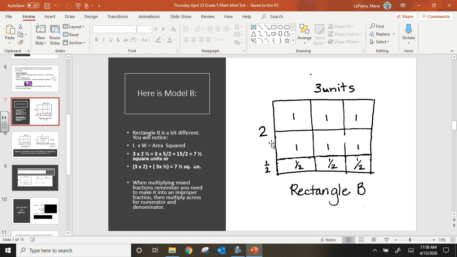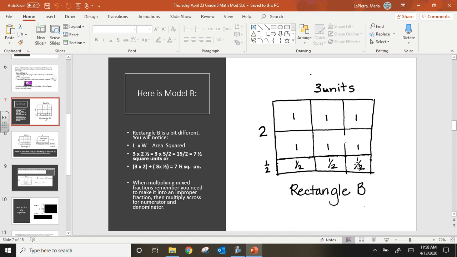Okay, so 2 times 3 we're going to do first. So 2 times 3 is 6. Look at my picture. 1, 2, 3, 4, 5, 6. That gives me 2 times 3. Now I'm going to multiply a half times 3. A half 3 times. That's what the picture is showing. A half, a half, a half.